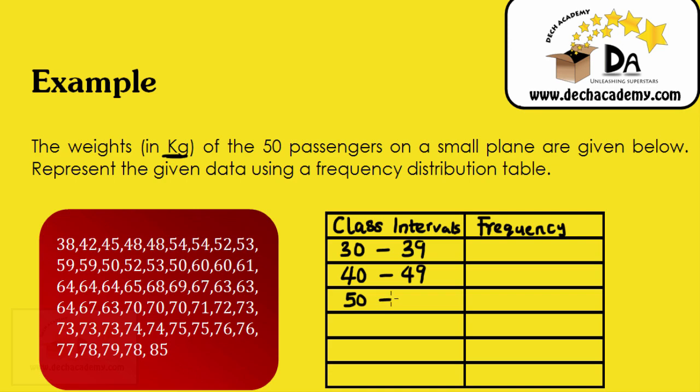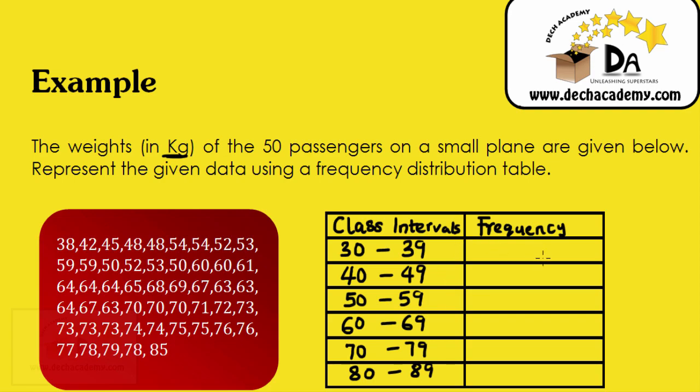Next class 50 to 59. The next class is going to have a class interval from 60 to 69. The next class is going to have a class interval from 70 to 79, and the next class is going to have a class interval from 80 to 89. So I've defined 1, 2, 3, 4, 5, 6 classes, and what you notice is that the smallest number 38 will fit into this class here, and the largest number 85 will fit into this class here. So I can essentially guarantee that all the numbers here will fall into a certain class. There are no decimal numbers, so I don't have to worry about class boundaries in this case.